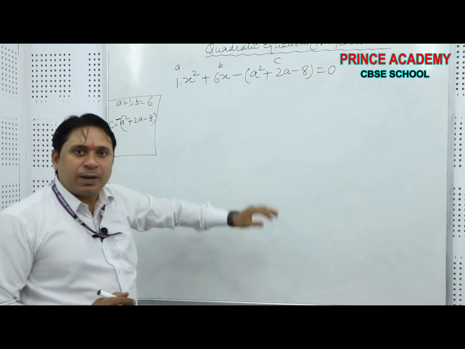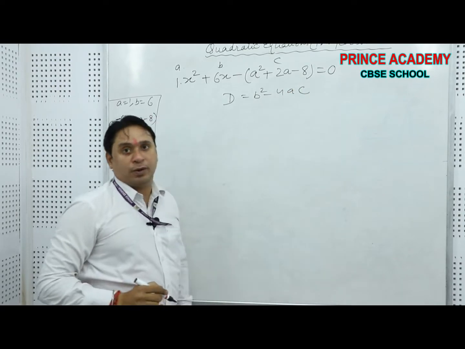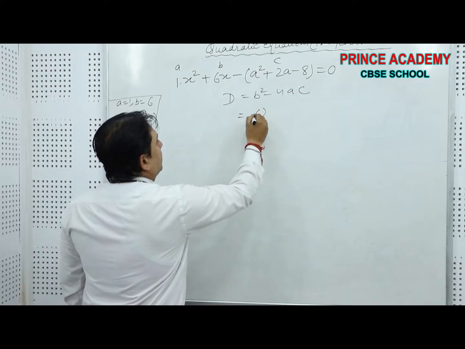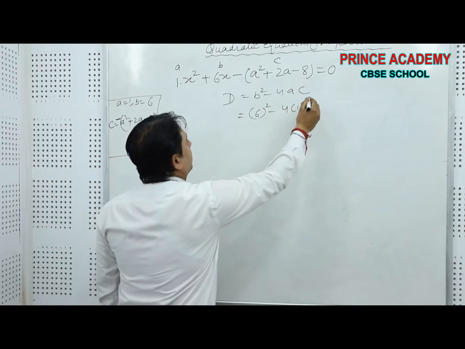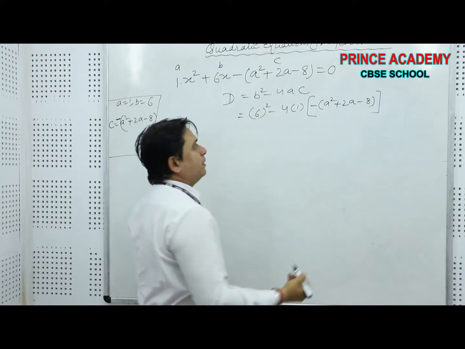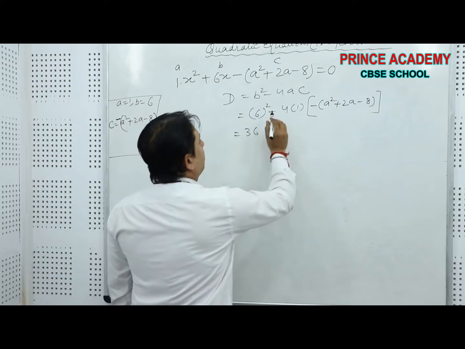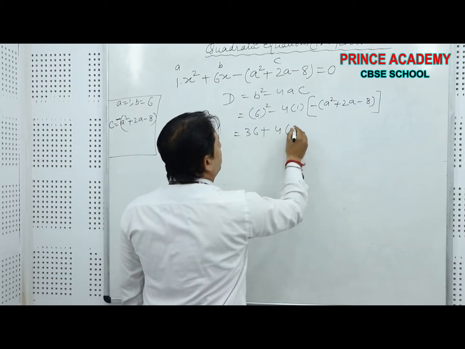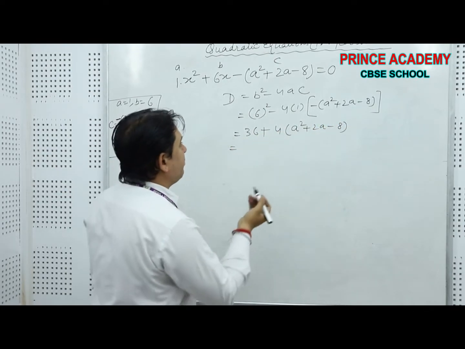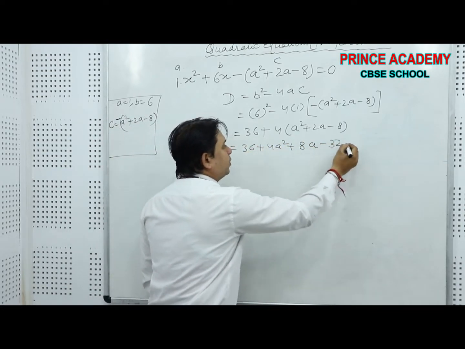Once again go for the discriminant. What is the value of D? D is b square minus 4ac. Yes or no? D is b square minus 4ac. Done. Now see, b square minus 4a, and C is minus (a square plus 2a minus 8). This is 36, okay, minus minus plus 4 into (a square plus 2a minus 8). Multiply inside, see what we get. 36 plus 4a square plus 8a minus 32. Okay.